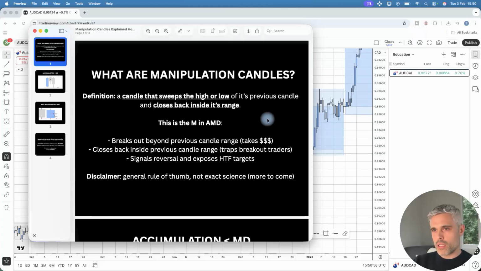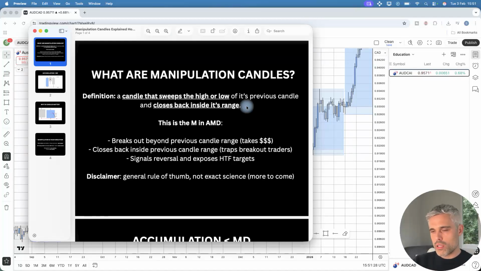What are manipulation candles? A manipulation candle is a candle that sweeps the high or low of its previous candle and closes back inside its range. So in its simplest format, all you need to see is that the candle breaks above the previous candle's high or low and then closes back inside that candle's range. So it's manipulated its previous candle. So it's the M in AMD: accumulation, manipulation, distribution.